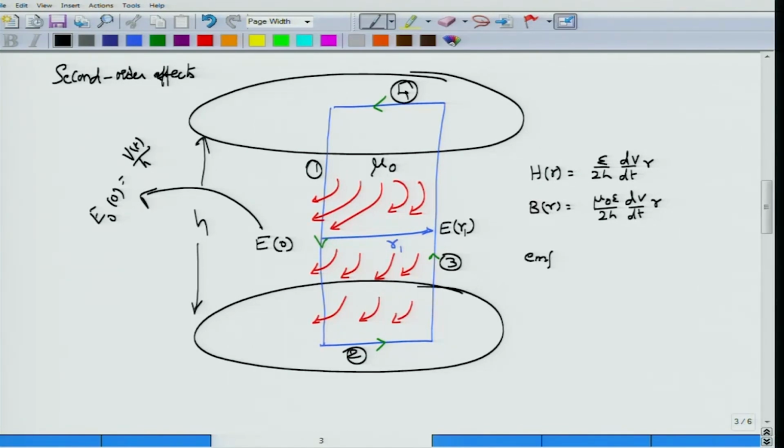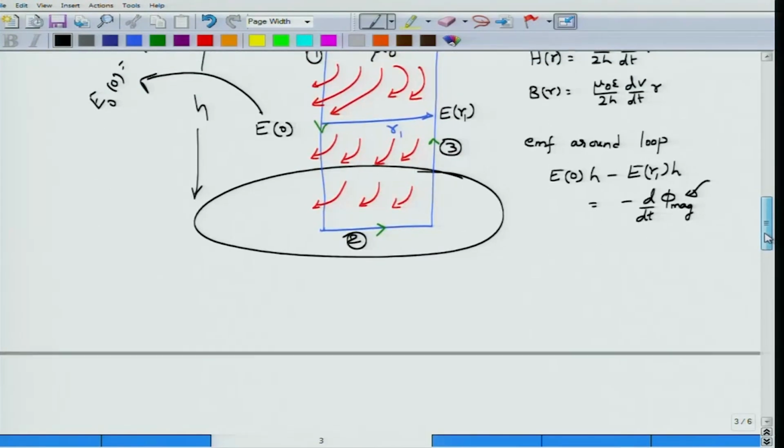Therefore, the EMF around the loop will be given as E of 0 times h minus E of r1 times h. What should this be equal to? This should be equal to d by dt of the magnetic flux, which I am denoting as phi mag. So, this is the equation.